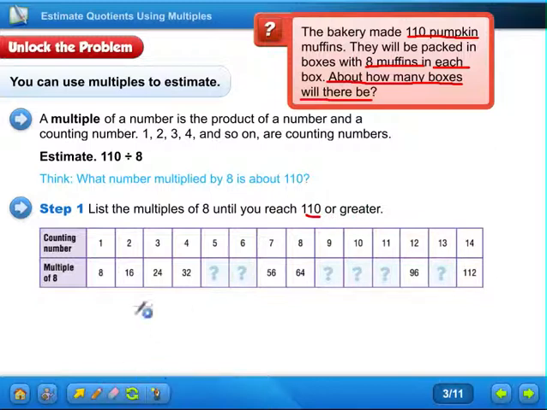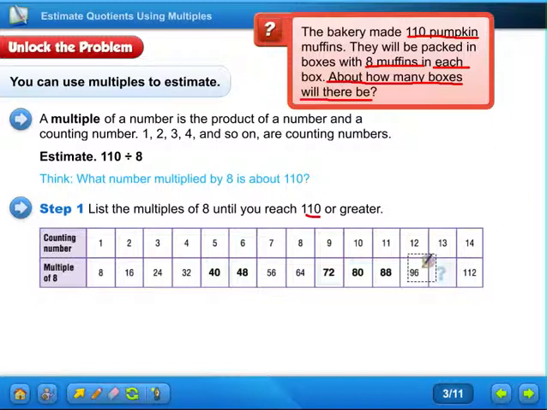So let's see what they did. 1 times 8 is 8. 2 times 8 would be 16. 3 times 8 is 24. 4 times 8 is 32. 5 times 8 is 40. 6 times 8 is 48. 7 times 8 is 56. 8 times 8 is 64. 9 times 8 is 72. 10 times 8 is 80. 11 times 8 is 88. 12 times 8 is 96.